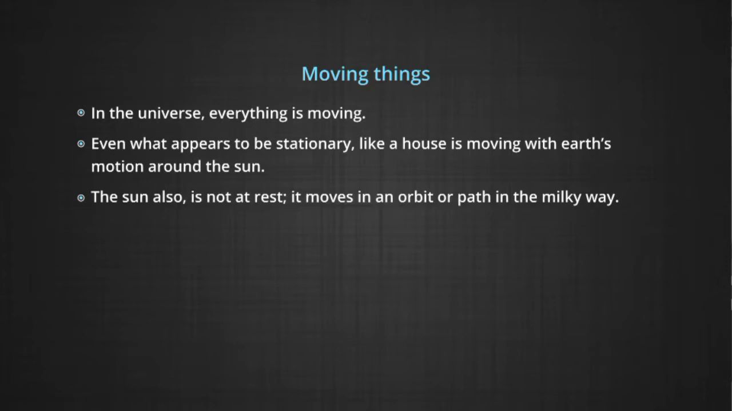Even the sun, which we think is stationary, is moving in an orbit in the Milky Way. A house that we think is stationary is moving with the earth. So everything moves. How do we recognize what is moving, what is not? Is there any method of this study?